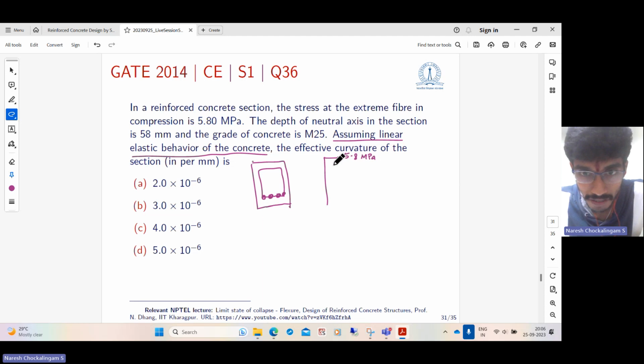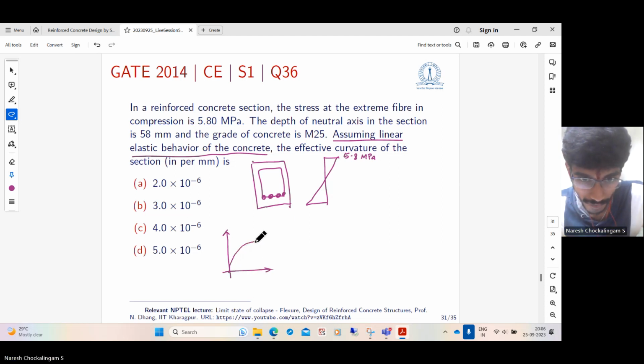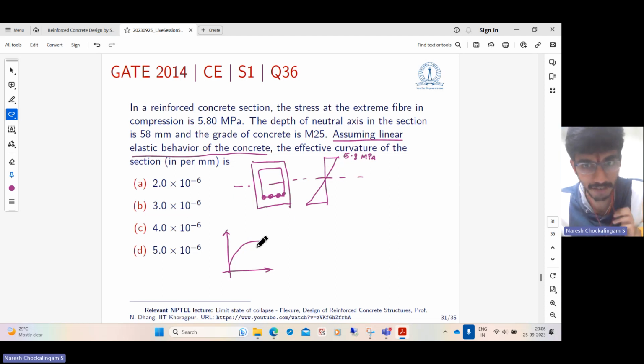So in this case, you should take a linear distribution of stress. As I said, whatever is the stress distribution, just rotate it by 90 degrees and put it on the neutral axis. That will be the stress. So whatever the stress strain curve, rotate it by 90 degrees and put it on the neutral axis. That will be the stress distribution in the concrete section.